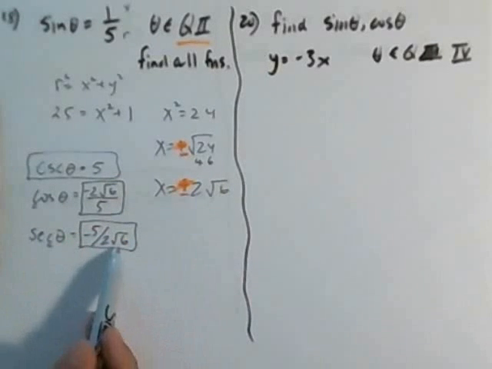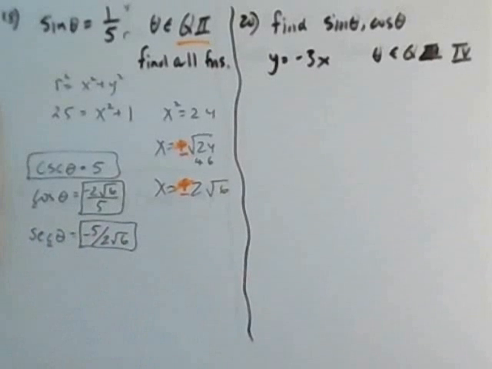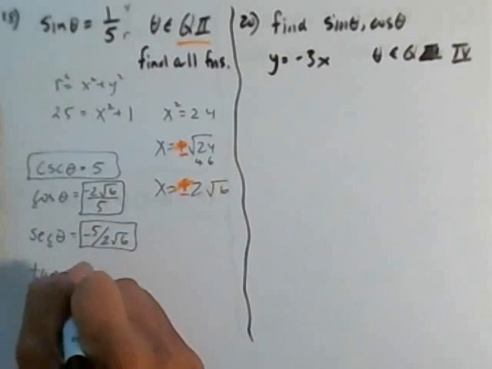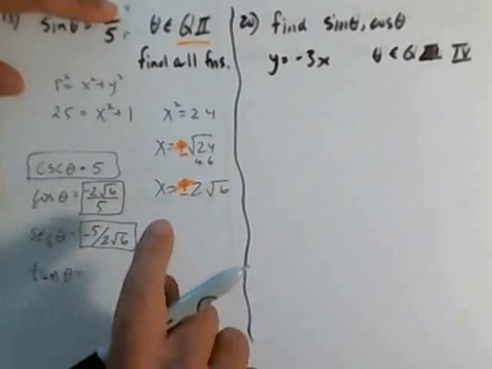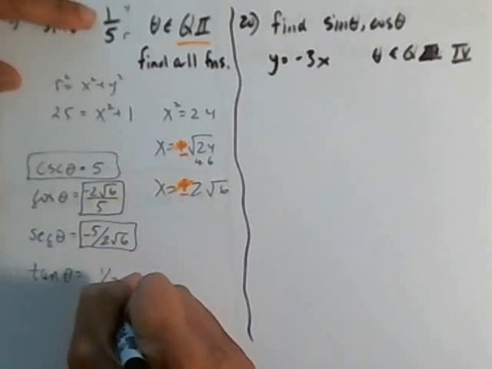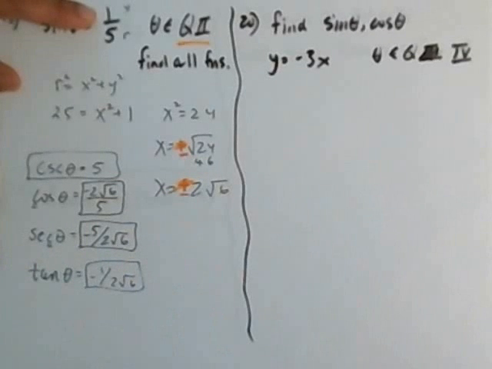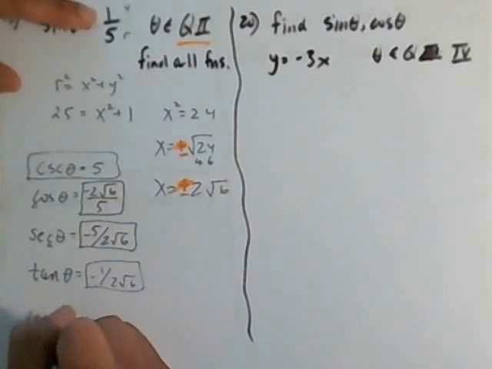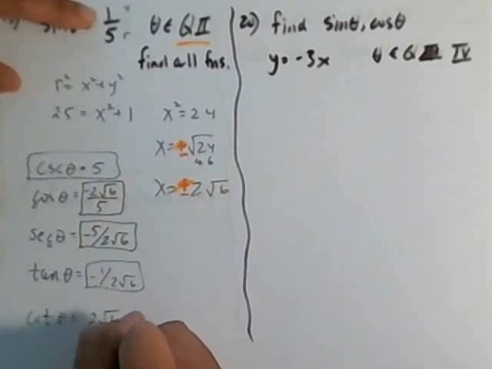Your teacher makes you rationalize the denominator. It's multiplied by root 6 to top and bottom. The tangent of the angle is equal to y over x, opposite over adjacent, y over negative 2 root 6, which is 1 over 2 root 6 with the negative in front. I hope you can see that. And the cotangent of the angle is equal to the flip of that, 2 root 6 over 1 negative. We don't have to put over 1.